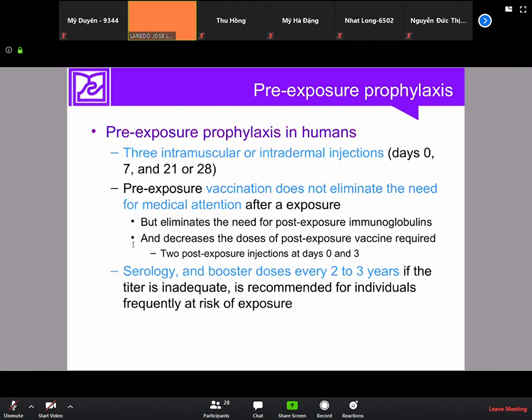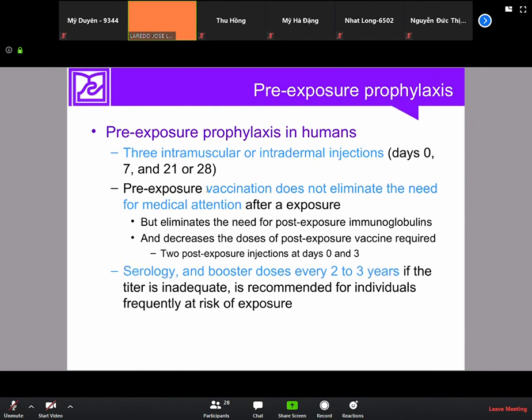And why is this vaccine not useful for people? Well, it's useful, but not very good. Why? Pre-exposure prophylaxis in humans, vaccination of humans, is not recommended, only for some people, because we need 3 or 4 doses. Because we have to repeat the vaccine every 2 to 3 years. We have to check if we produce antibodies against the vaccine.